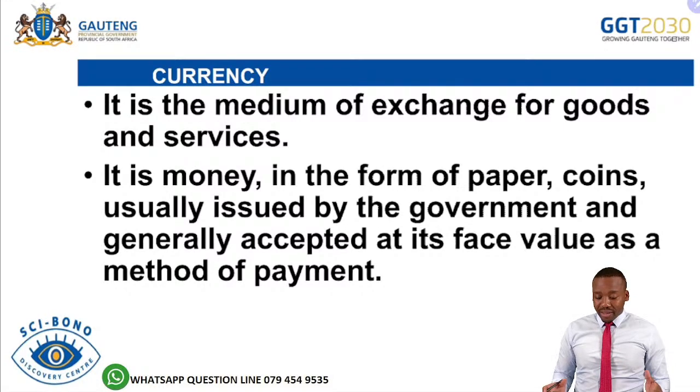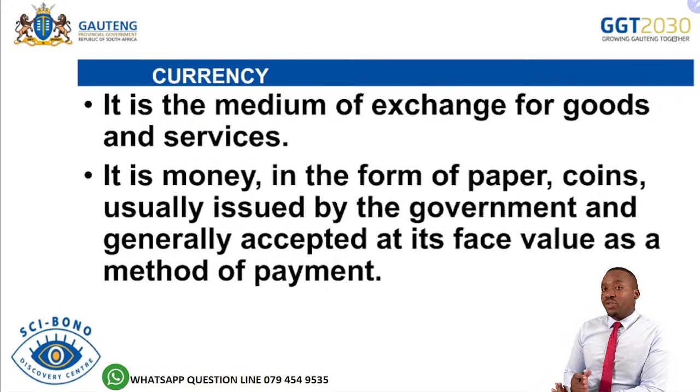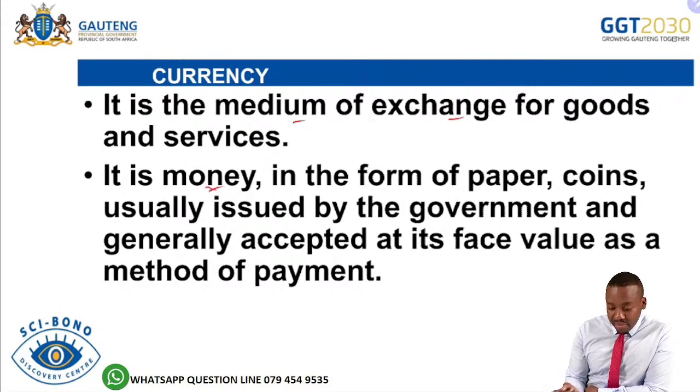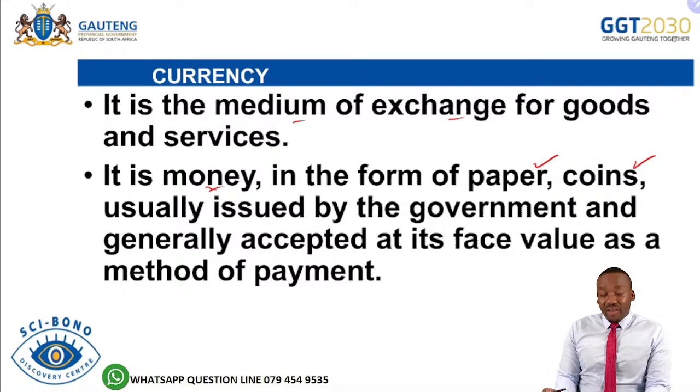And when you look at your assessments, these words will come back to you time and again. We said, what is a currency? A currency is the medium of exchange for goods and services, right? It is the medium of exchange. The medium of what? Of trading. Trading of what? Goods and services. It is the money, and we said that money can be in the form of paper, if not coins. And who issues this money? It is usually the government of that particular country.